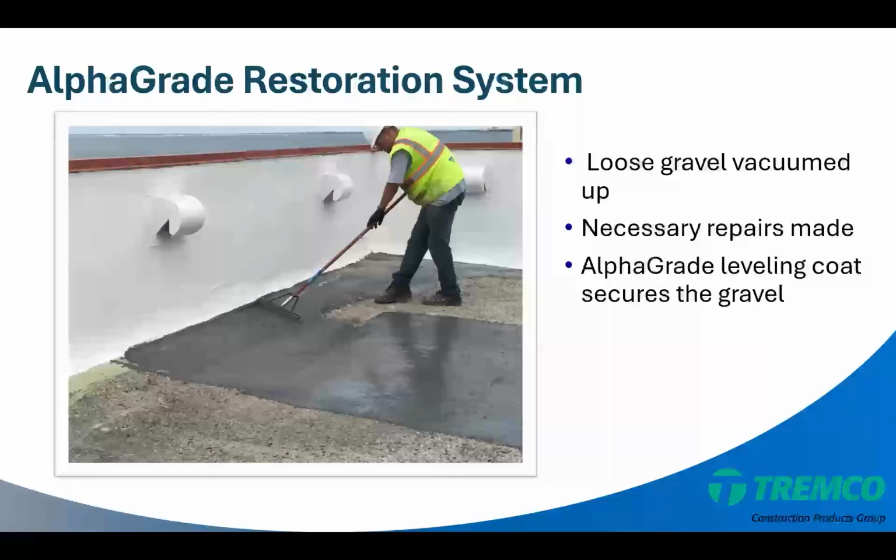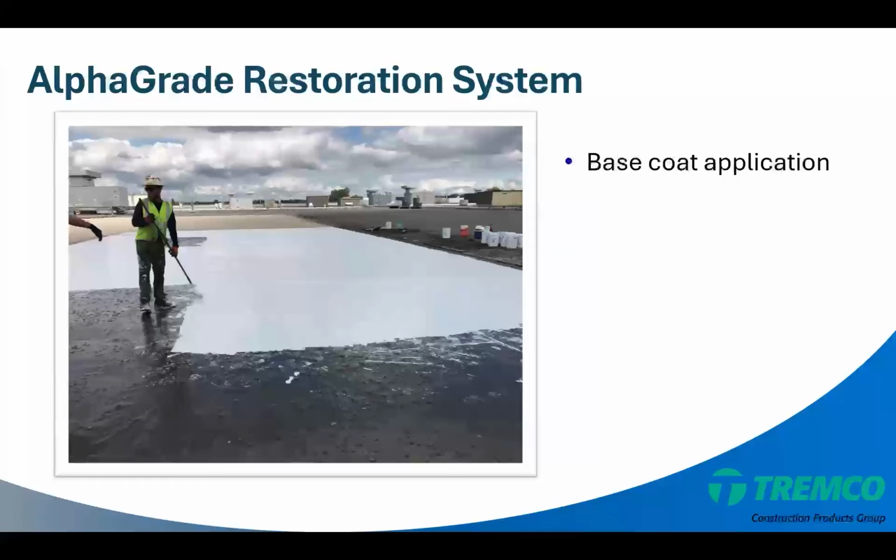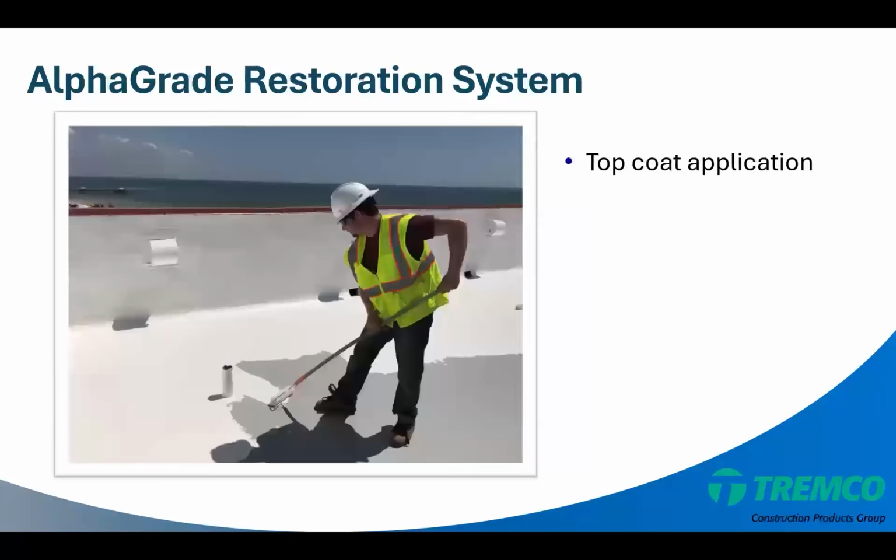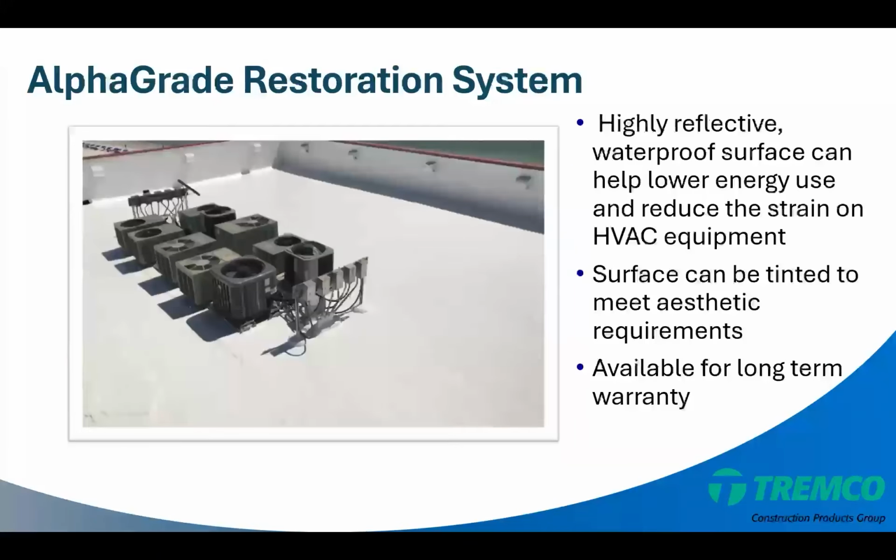So in the Alpha Grade restoration system, I'm just going to walk you through the process a little bit. Loose gravel is vacuumed up and necessary repairs are made. And then with the Alpha Grade, those three components of that system: the leveling coat then secures that gravel, a base coat is then applied, and then next, the reflective top coat application. The result of that restoration system for the built up is a highly reflective waterproof surface, which can help lower energy use and reduce the strain on HVAC equipment.